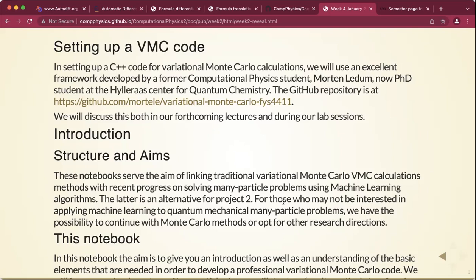But as we mentioned, and as we discussed last week, there is also the possibility to tailor project number 2 to your own interests. It obviously has to deal with quantum mechanical problems. So the notebook which we are going to look at in more detail after we've gone through some exercises on the whiteboard is a notebook which contains the basic elements for getting you started with thinking of a variational Monte Carlo program and the basic elements which are needed in doing so.